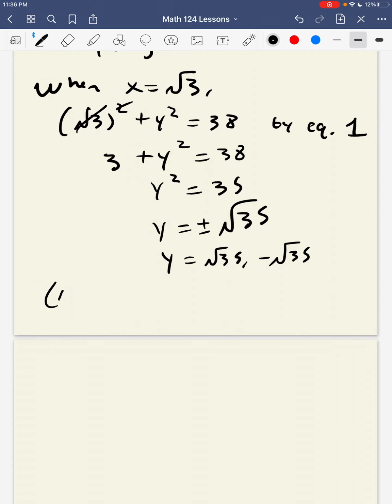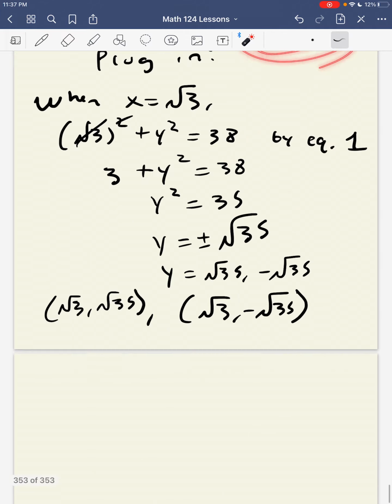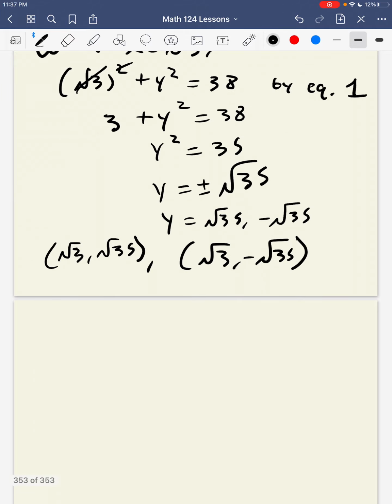Right, so we have the solution root 3, positive root 35 is one of the solutions, and then another solution, root 3, negative root 35. That was just for the one case where x equals positive root 3. Now let's think about this case where x equals negative root 3.